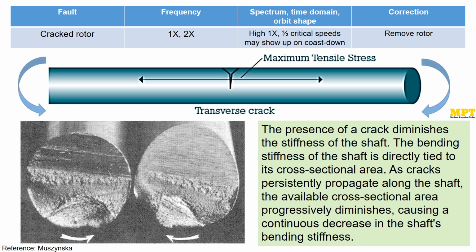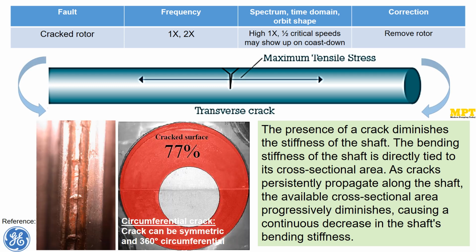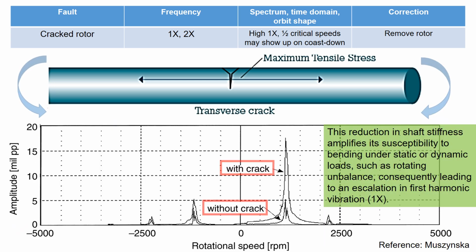The bending stiffness of the shaft is directly tied to the cross-section area. As cracks propagate along the shaft, the available cross-sectional area progressively diminishes. This causes a continuous decrease in shaft bending stiffness. This reduction in shaft stiffness amplifies its susceptibility to bending under static or dynamic load.